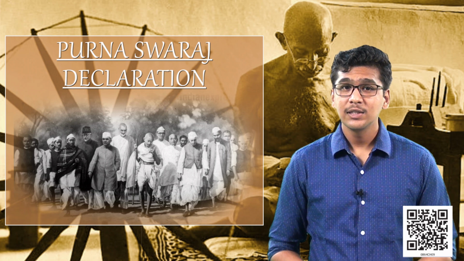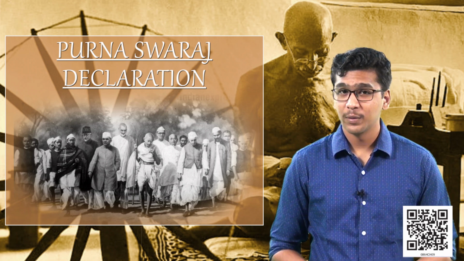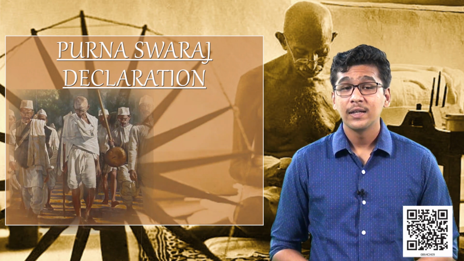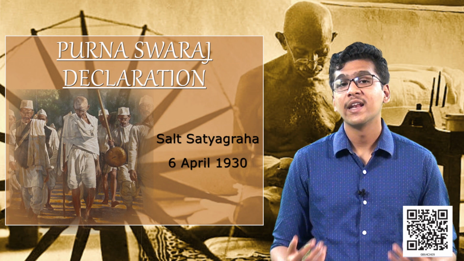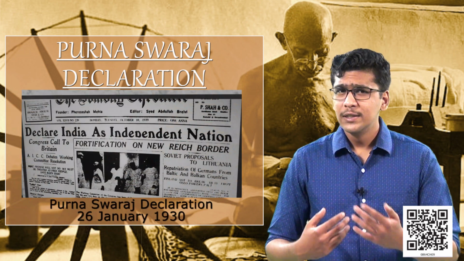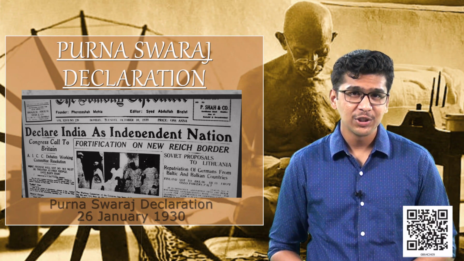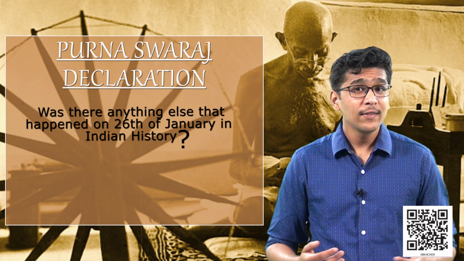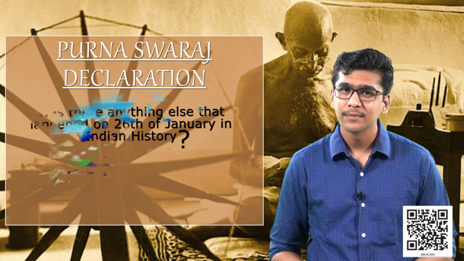Thus, Gandhiji thought to relate the idea of Purna Swaraj with the day-to-day life of the people. He started what was called the Salt Satyagraha, about which you will study in the next episode. Before we conclude this session, did you notice any familiarity with the date of the Purna Swaraj Declaration? Was there anything else that happened on 26th of January in Indian history?